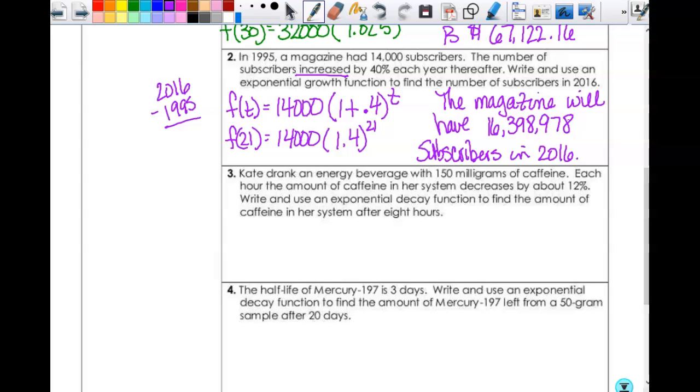All right. But I want you to think about this 1 plus 0.4. So what is that 1.4? What is 1.4 as a percent? 140%? It would be 140%, right? Yeah.